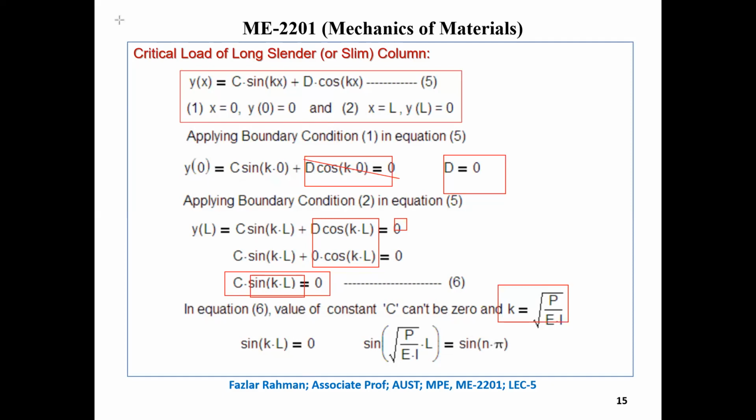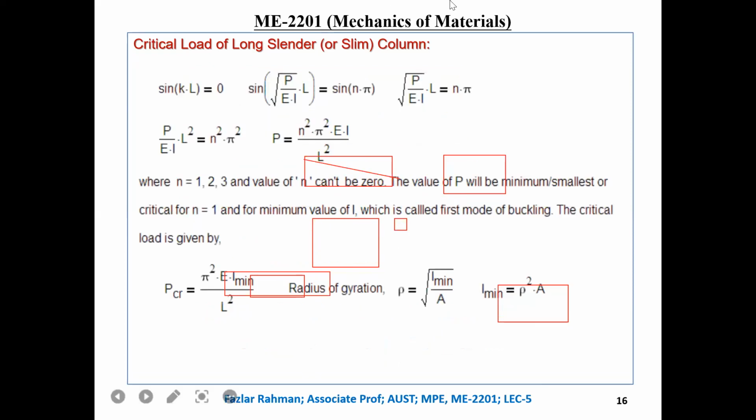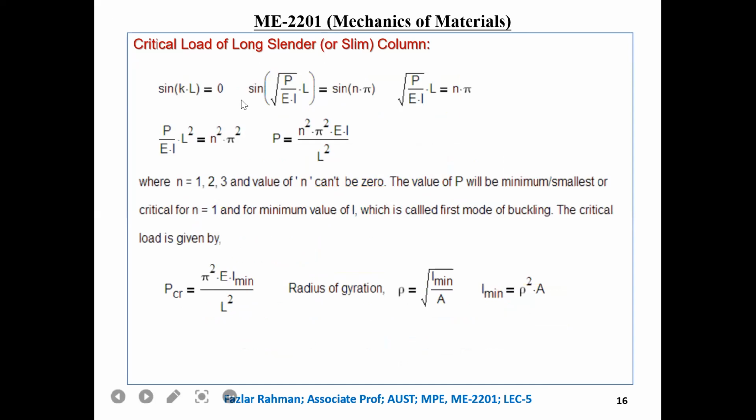Okay, sin kL equal to 0, so kL equal to n pi. Taking the inverse sine on both sides, you get root over P by EI, into L, equal to n pi. You got this n pi. Okay, now you make it square. On both sides, take out the square root and try to figure out the value of P. This is the value of P.